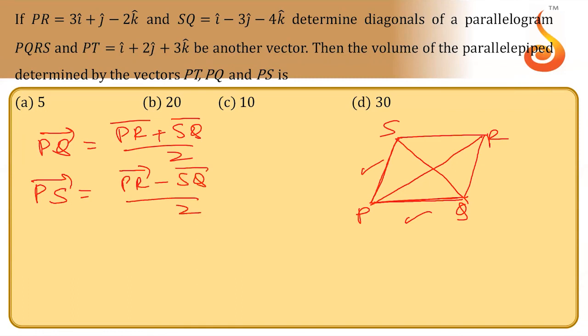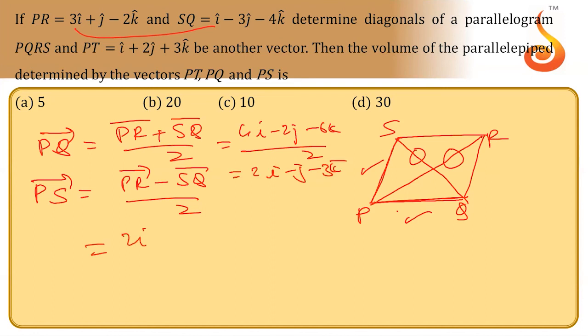So if the diagonals are given and we want to find the sides, one will be the sum of the diagonals by 2, and the other is the difference of diagonals by 2. So calculate the sum of the diagonals by 2: 4i minus 2j minus 6k by 2. This will give 2i minus j minus 3k. Subtract both: 2i plus 4j plus 2k by 2. This will be i plus 2j plus k.